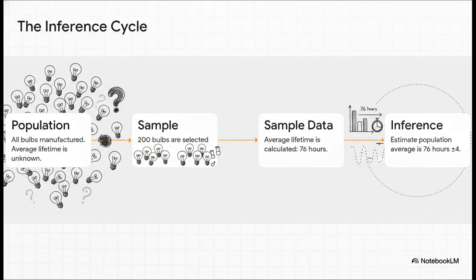They use that inference cycle we just talked about. Step 1, they know their population is all the bulbs they've ever made, but the average lifetime is a total mystery. Step 2, they take a sample. They grab 200 bulbs to test. Step 3, they burn them out, collect the data, and find that the average life for that sample is 76 hours. And now for step 4, the big leap. They infer that the average for their entire population of bulbs is also around 76 hours, give or take a little. And just like that, they've solved an impossible problem.